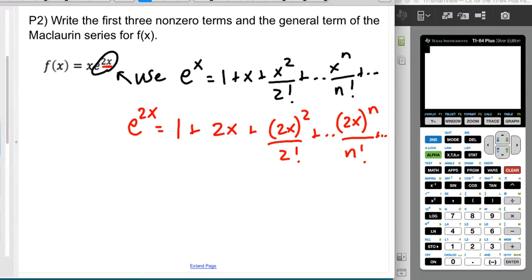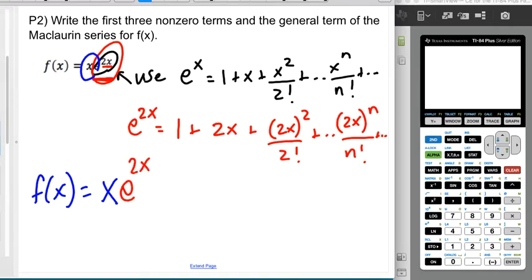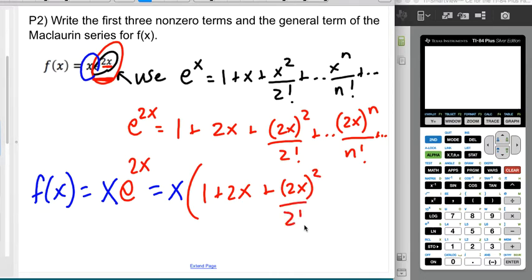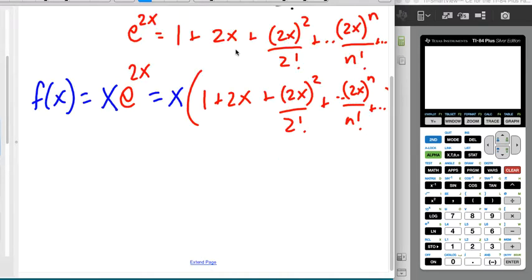Okay, so now I know that that's what this red thing is, right? Well, now I realize, hey, they're just putting an x in front of it. So f of x is just an x times the thing I just wrote in red, right? So it's just an x multiplied by this series, which I can totally distribute in here. This is a 2x squared over 2 factorial plus 2x to the n over n factorial, and then look at that ellipsis.